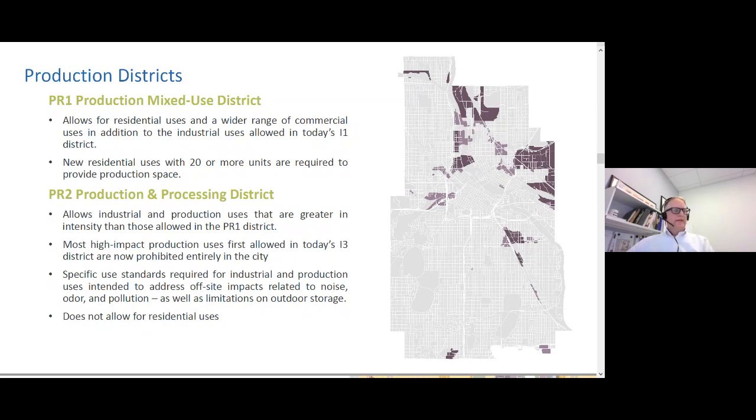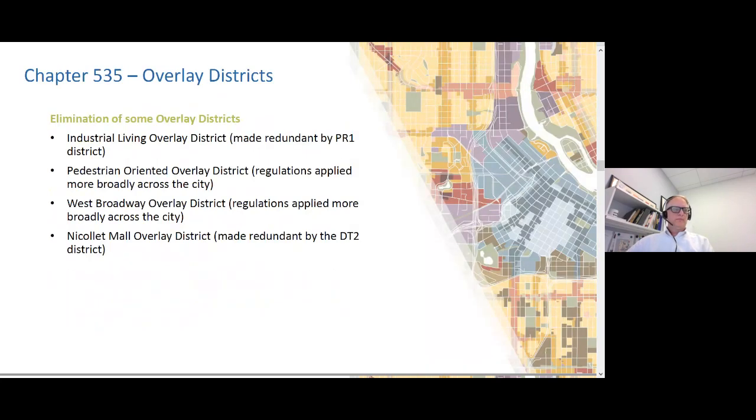The PR1 district, of course, generally allows lighter industrial uses that do not have significant off-site impacts. Next slide, please. Partly as an effort to simplify the code, 4 overlay districts were eliminated. The industrial living overlay district was essentially made redundant by the PR1 district that we just talked about. It essentially serves the same purpose as the former industrial living overlay district.